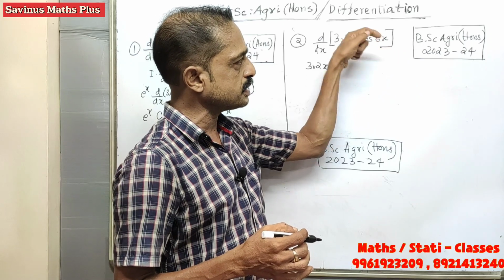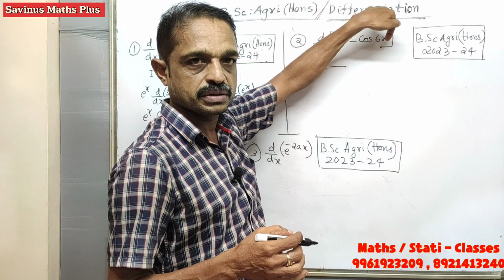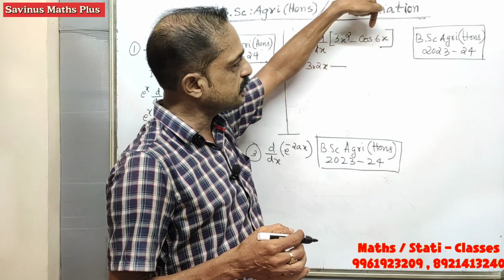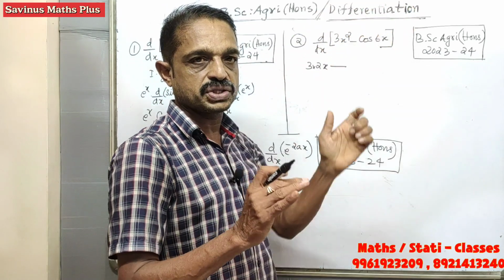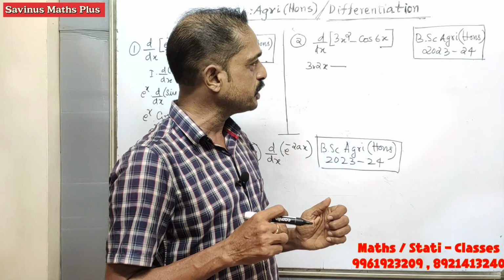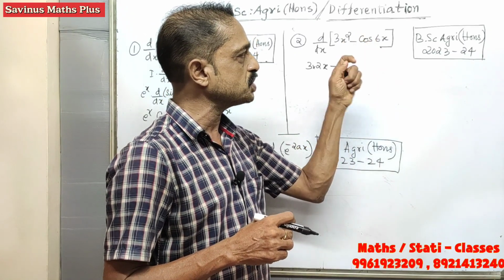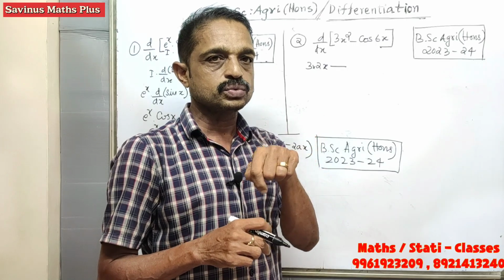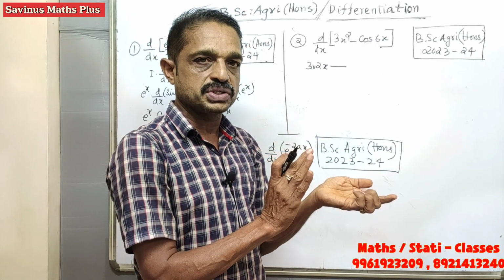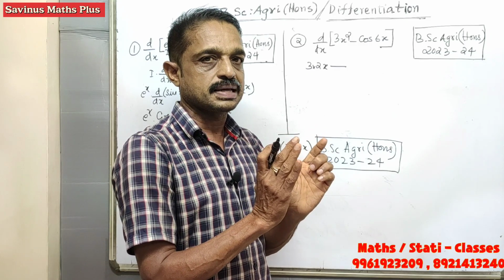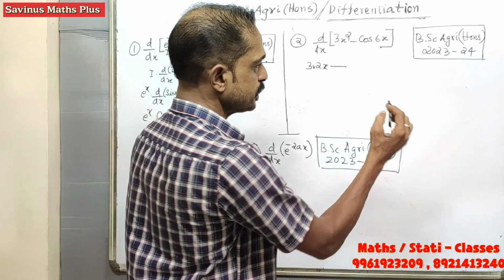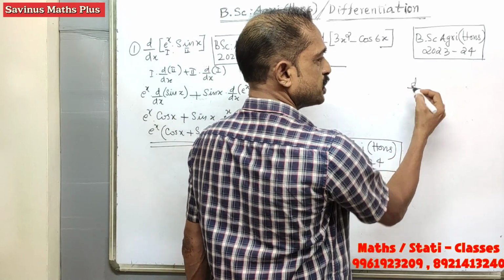So cos of 6x is cos of some polynomial function or some algebraic function. So this is a function of a function. Function of a function means one function is embedded in some other function. So in order to differentiate a function of a function, what you have to do is first differentiate the outer function with respect to the inner function, keeping the inner function as it is, then multiply it with the derivative of the inner function. That is called the function of a function rule.